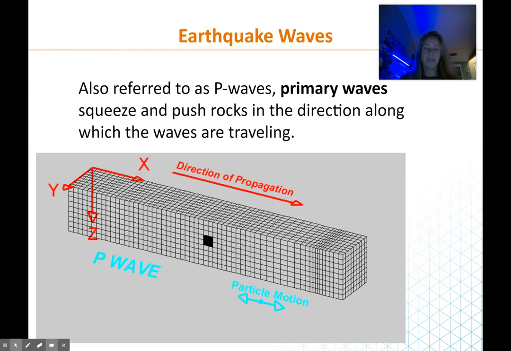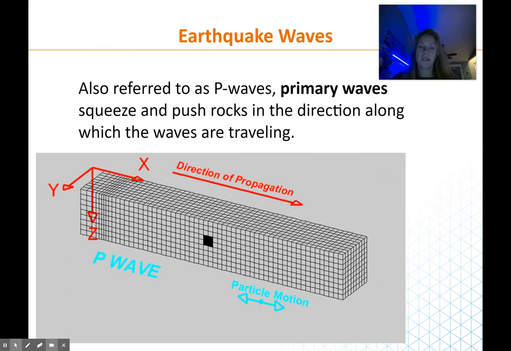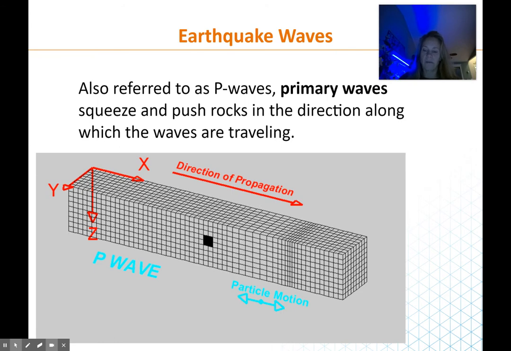So here's a P wave. So P wave stands for primary wave. And so you can see it's squeezing the rock and it's moving in one direction. So this is called a primary wave. It's the fastest traveling wave because it's traveling in a straight path. So you can see it moving along there.